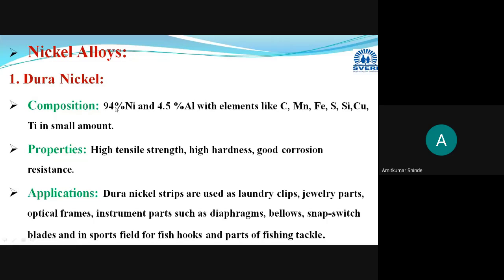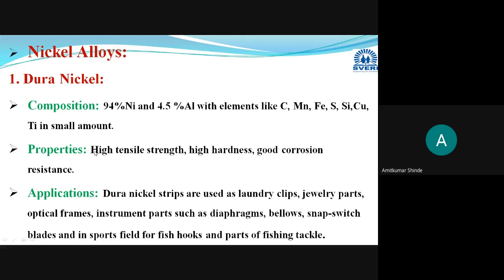94% nickel will be there in the Dura nickel, then 4.5% aluminum. Dura nickel is an alloy of nickel and aluminum. Aluminum is the alloying element, and a very small amount of other alloying elements like carbon, iron, manganese, silicon, copper, and titanium will be added there. The major or principal alloying element is aluminum, and nickel is the base metal. This is the composition for the Dura nickel.